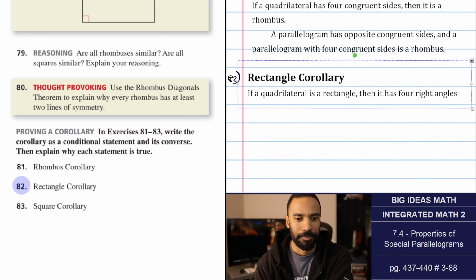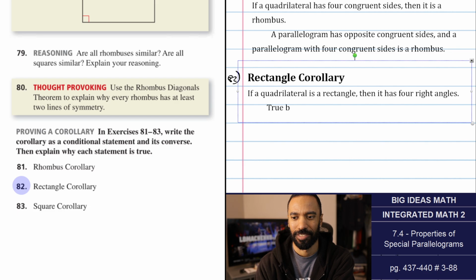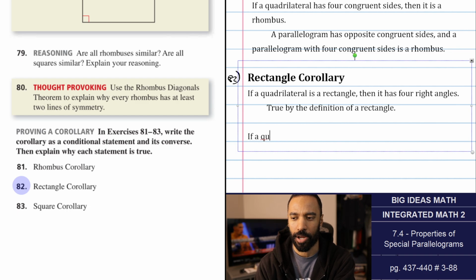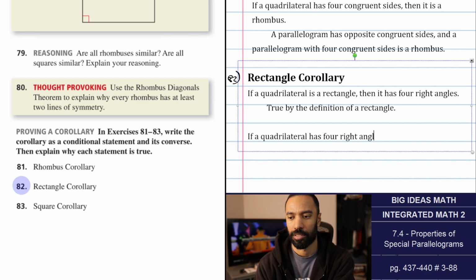Okay, now, that would be the definition of a rectangle. True by the definition of a rectangle. So that's the original. Now the converse would be if a quadrilateral has 4 right angles, then it is a rectangle.